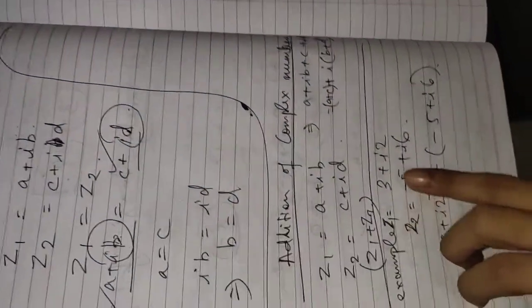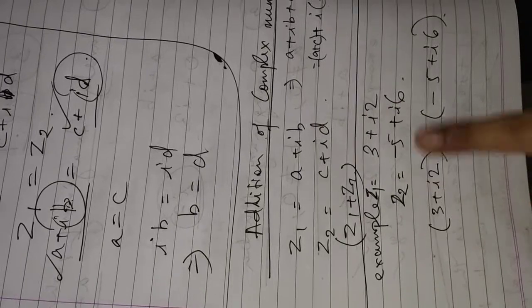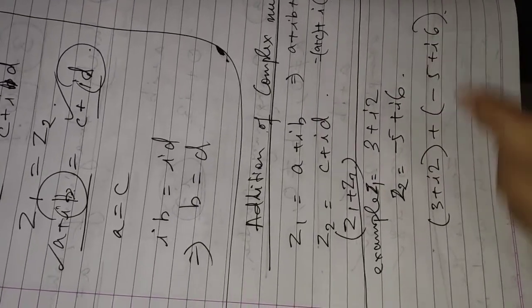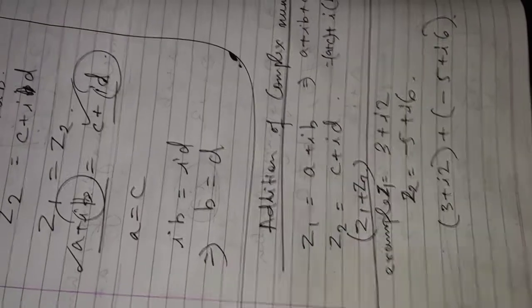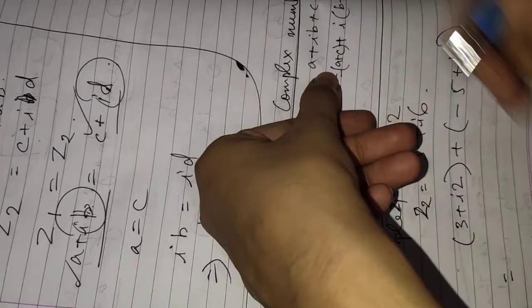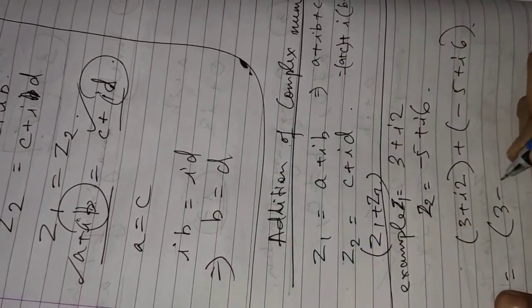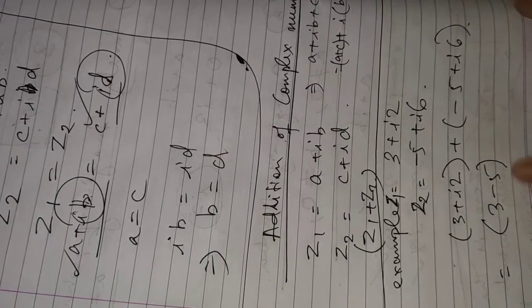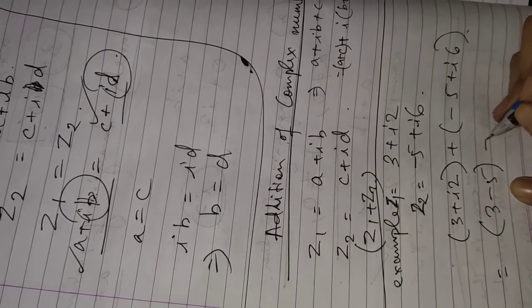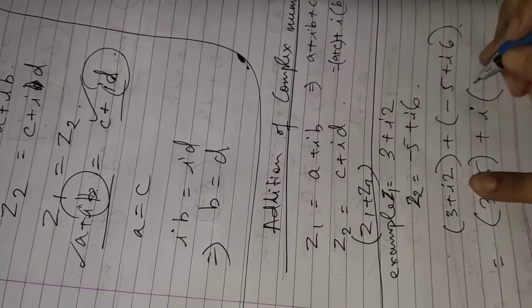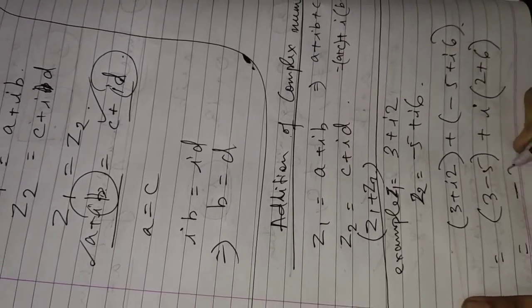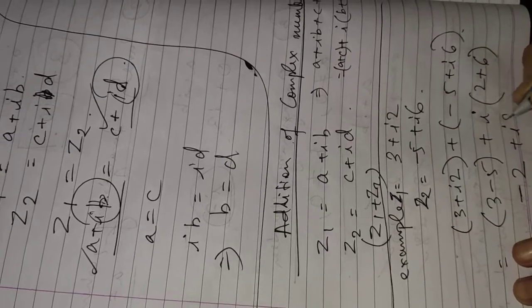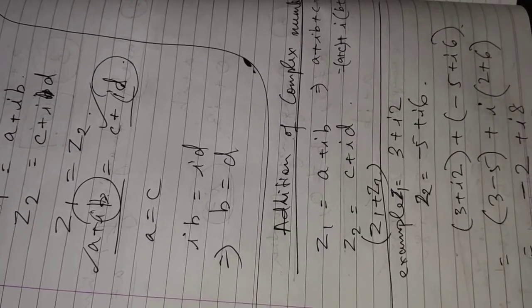Suppose Z1 is equal to 3 + 2i and Z2 is equal to -5 + 6i. We are going to add them. So instead of opening this and doing this, we can directly do this. Let's add the real parts: 3 plus minus 5 is minus 2. And the imaginary parts: 2i plus 6i gives 8i. Minus 2 plus 8i. That's it. It was as simple as that.